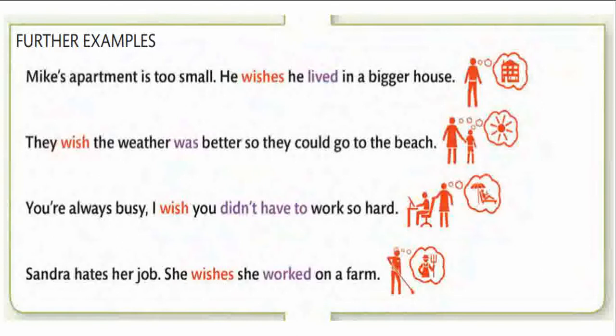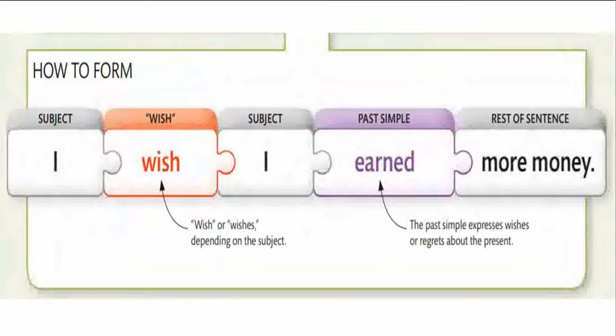Now you're requested to pause the video at this moment and construct sentences using the word wish and some simple past tense. Let us proceed and analyze the structure so that you can evaluate your constructed sentences. The table that we have before us is the subject. It can be a noun or a pronoun. We are using the first person pronoun. Then the word wish. It is essential, depending on the subject, wish or wishes. Then the subject expresses again.